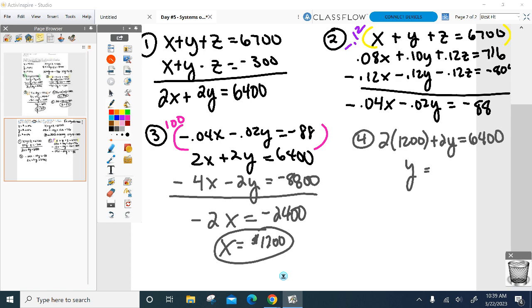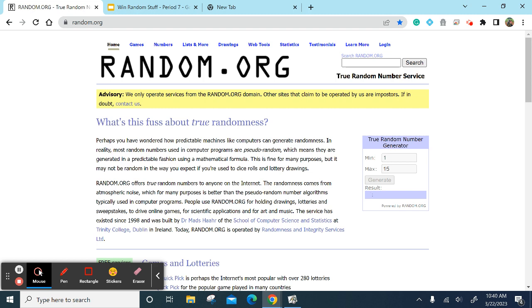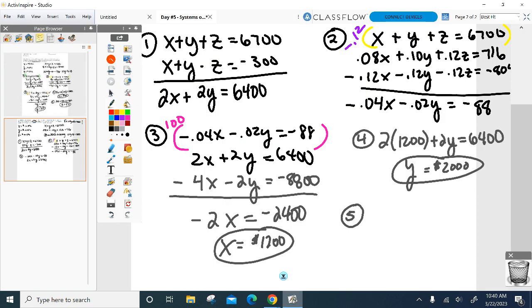How much did you invest at 10% then? 2,000. 2,000 bucks, yep. And then I'm still going to ask, even though I know most of us know this, how do I use x and y now to find that remaining variable z? You plug them into the x plus y plus z equals 6,700. Yep. 1,200 plus 2,000 plus z equals 6,700. All right, finish it up.